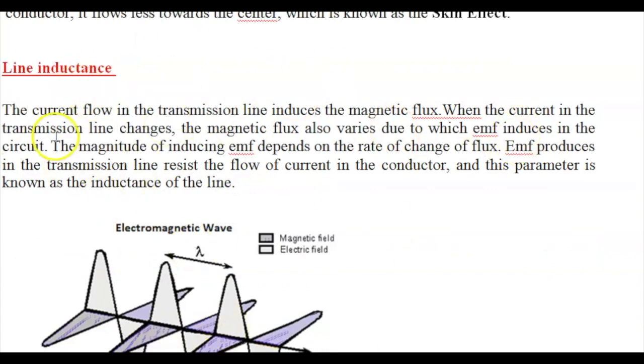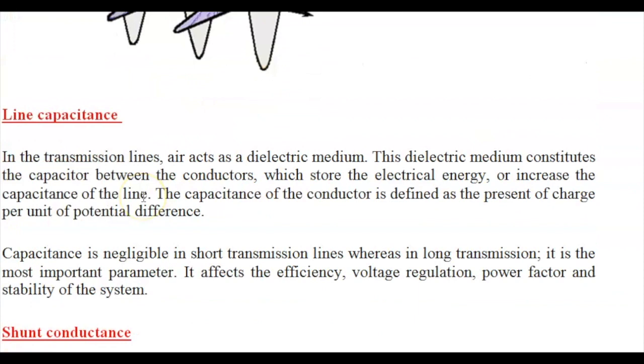Second, we have the inductance. We know what inductance is. It is the magnetic flux that is defined by this inductance. That is, current flow in the transmission line induces the magnetic flux. When the current in the transmission line changes, the magnetic flux is also changing, due to which an EMF is induced in the circuit. And the magnitude of the induced EMF depends upon the rate of change of flux. This parameter is defined as the inductance of the line.